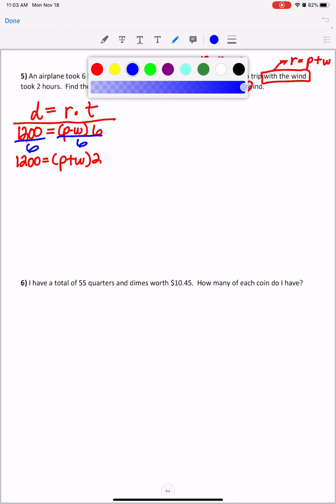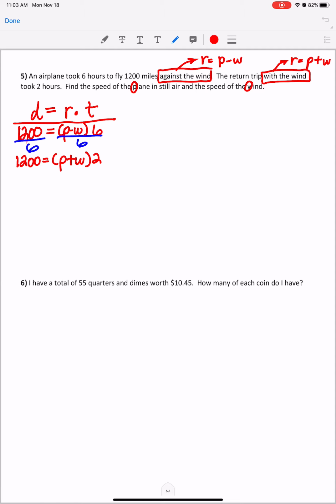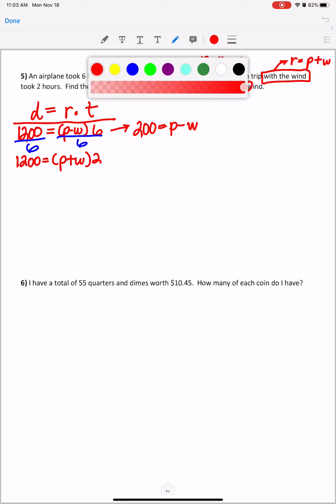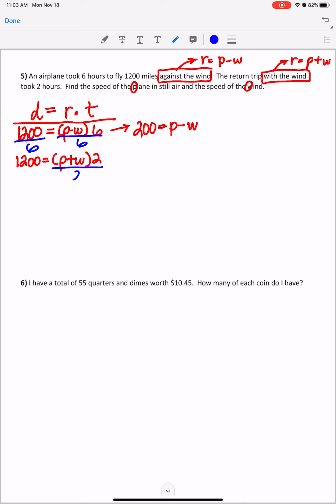And now this equation is 200 equals P minus W. Do the same thing to the other side. Instead of distributing the 2, instead of doing 2 times P and 2 times W, the opposite is to divide. So 1,200 divided by 2 is 600, and now we have a P plus W.